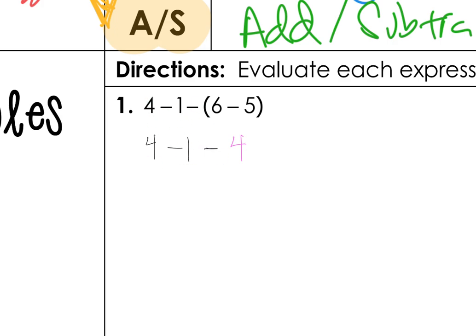So the 4 drops down. The minus 1 minus. And then that's just 4. 6. You know what? That's not 4. I don't know how I got 4 out of that. That's 1. Okay, great. So now what do you do?